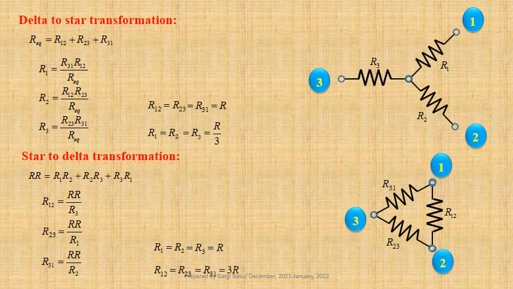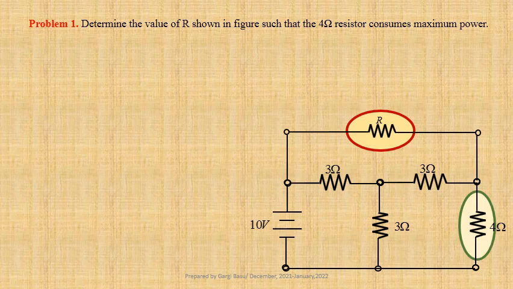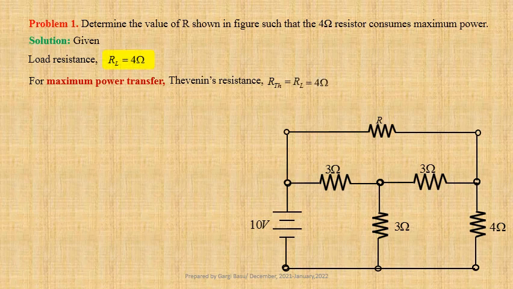We have to determine the value of unknown resistance R such that the 4 ohm resistor consumes maximum power. Given load resistance RL equals 4 ohm. We know that for maximum power transfer, Thevenin's resistance, R Thevenin, must be equal to RL, that is equal to 4 ohm. We shall now disconnect the load from the circuit and deactivate the battery of 10 volt.